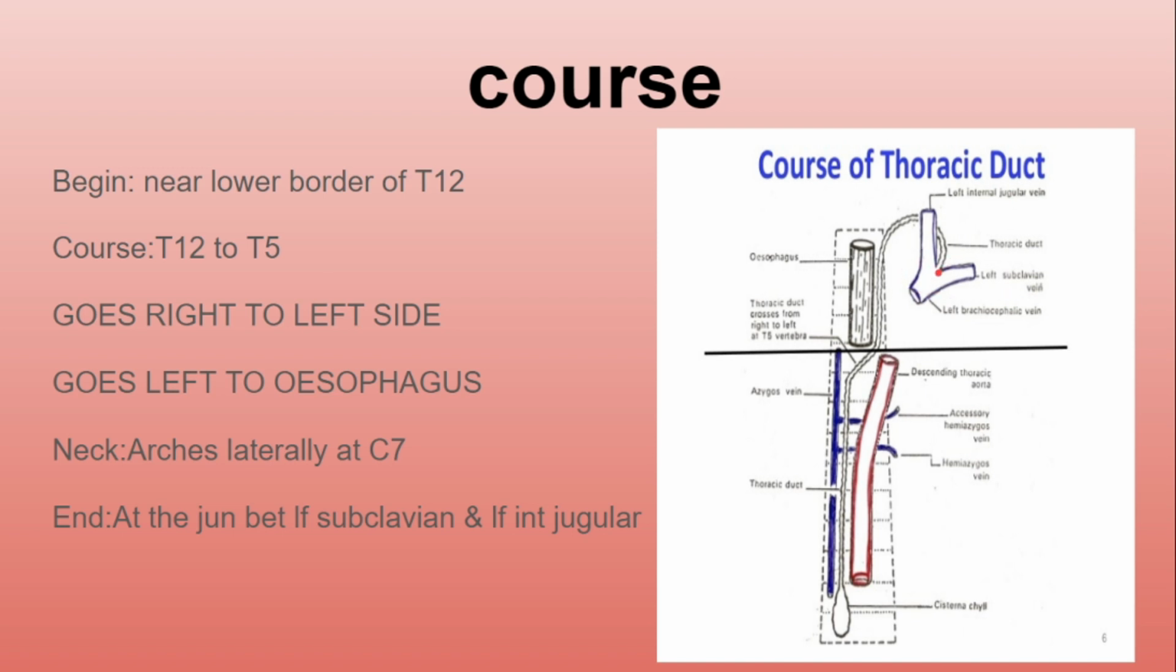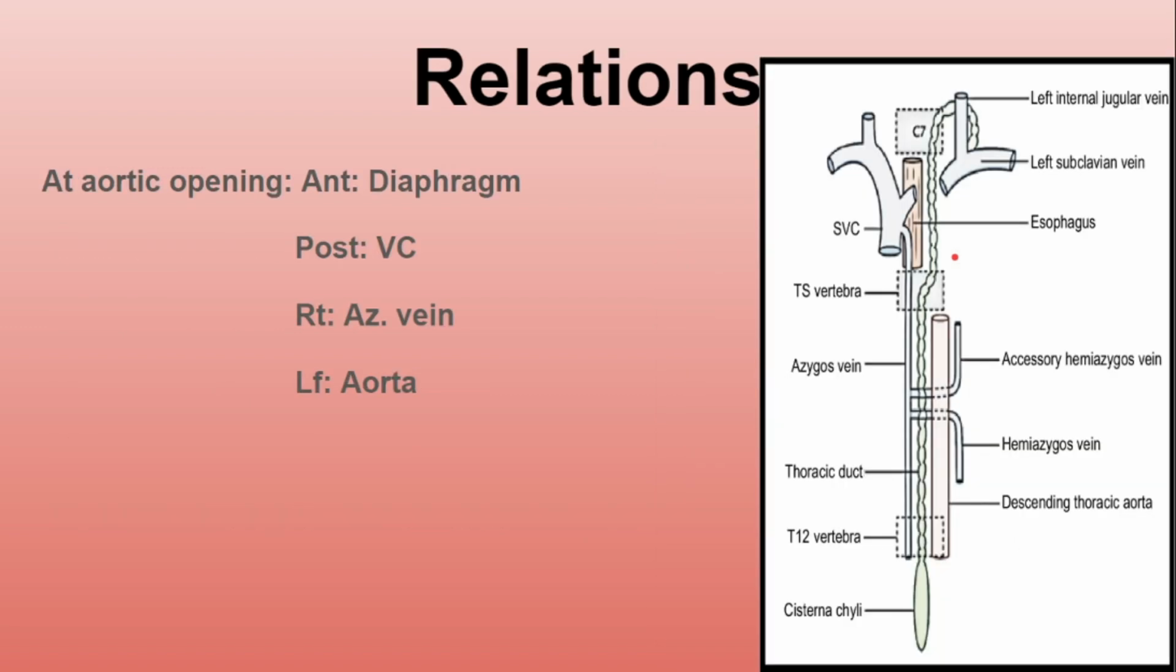So from T12 it goes up straight until T5, then it goes from right to the left side, then ascends from the left side of the esophagus, then arches laterally and then ends in a junction between the left internal jugular vein and the left subclavian vein. So if you go through a diagram, you will easily remember the course. Now for relations also, just remember the diagram, you will remember most of the things.